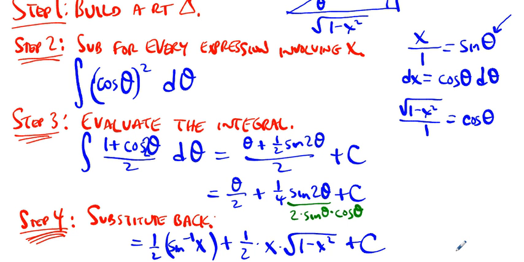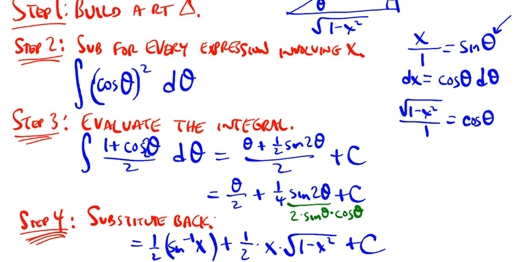And we're done in 4 fairly straightforward steps. We build a right triangle, use trig to substitute out all of the x stuff, evaluate the integral using our trigonometry tricks, and then substitute back. Trig is literally a middleman that we use and then chuck to the side.